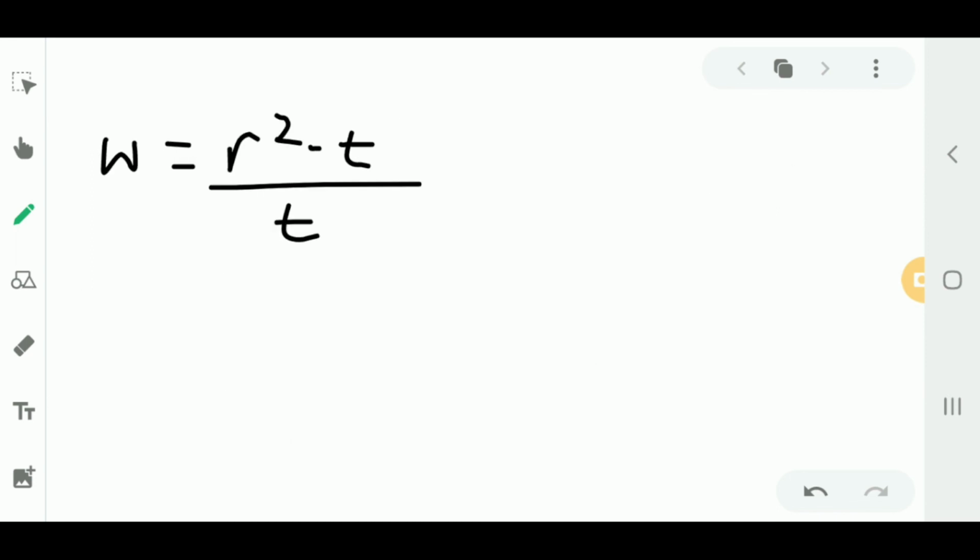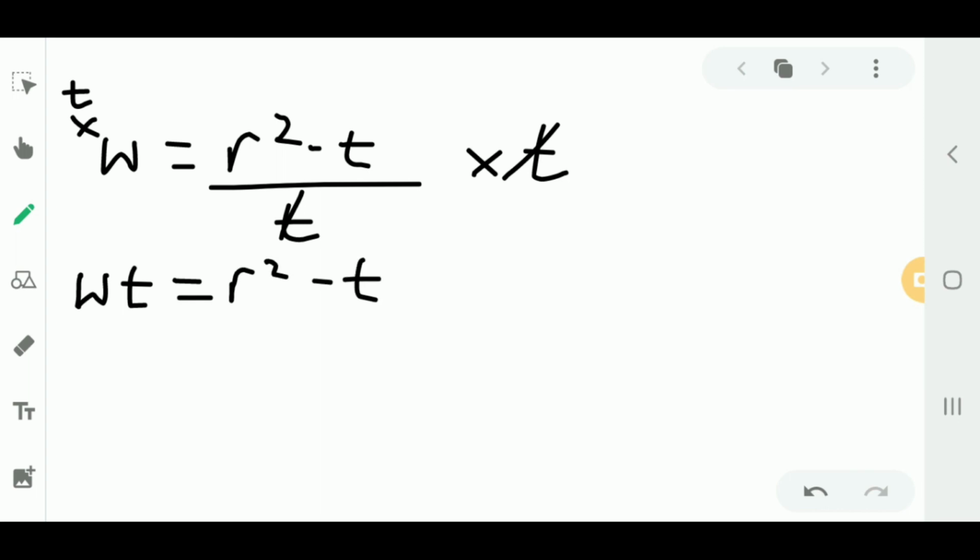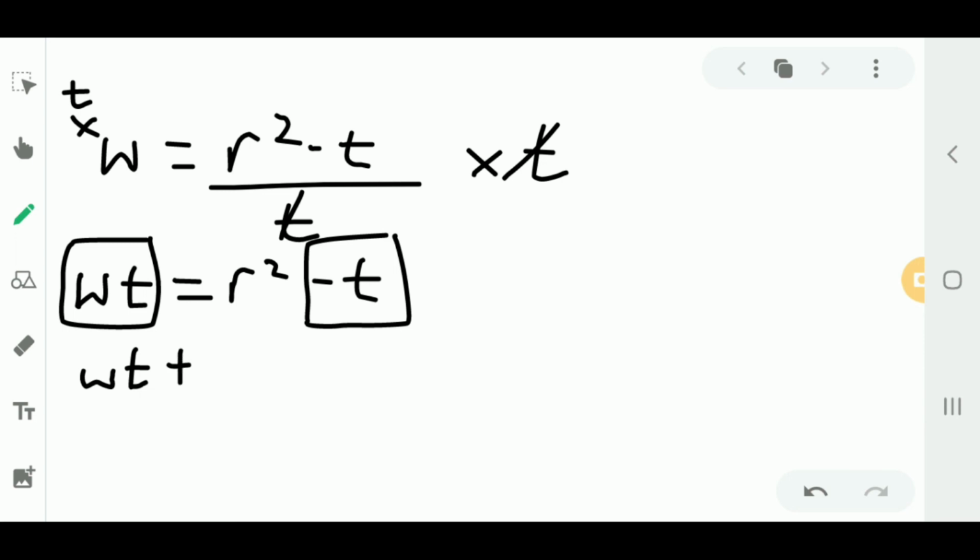So now we have t in the numerator and t in the denominator. Again, get rid of the denominator, so we're multiplying both sides by t first. So the t's cancel here. So we have wt is equal to r squared minus t. Now we're going to group our like terms because we have t in both of these. So we have wt plus t is equal to r squared.